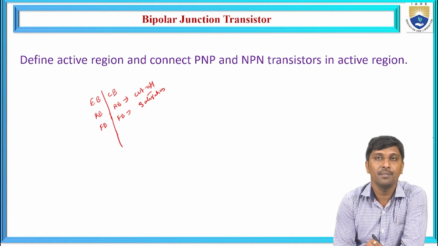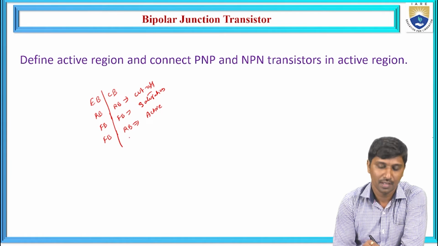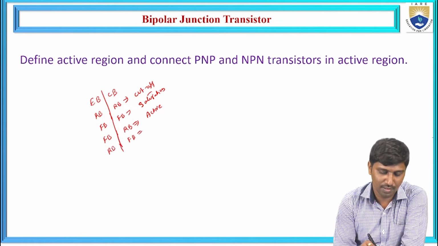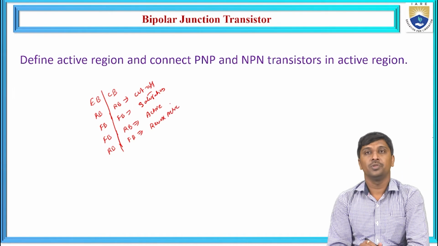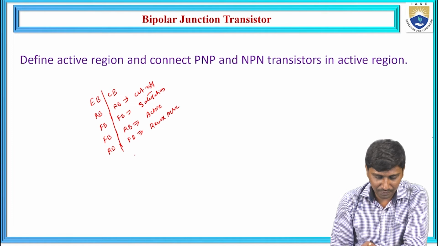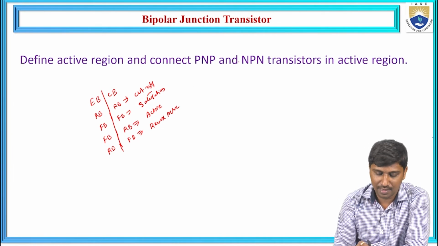When the emitter base junction is forward biased and the collector base junction is reverse biased, we say that is the active region. And when the emitter base is reverse biased and the collector base is forward biased, that is called the reverse active region. Now we need to connect the PNP and NPN transistors in the active region.